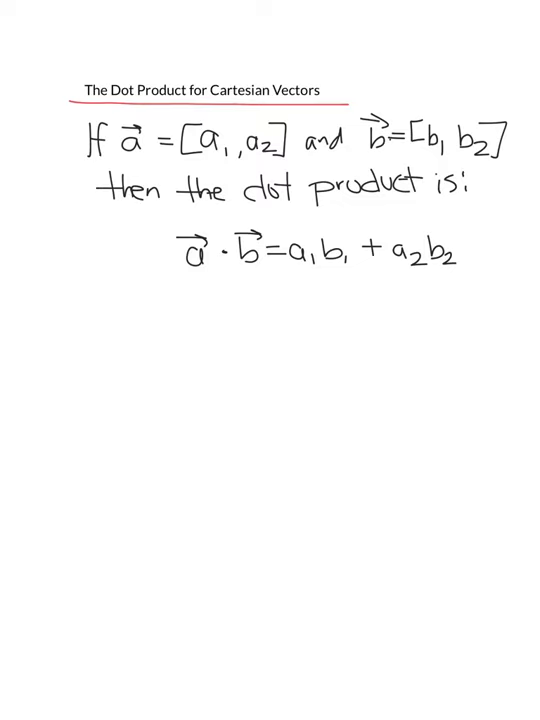Now maybe you're wondering if you can use the dot product for Cartesian vectors, and the answer is yes. So if I define vector A as A1, A2, and vector B as B1, B2, then the dot product is going to be A1 times B1 plus A2 times B2. So you'll just multiply those two x components together and then add the multiplication of the two y components.